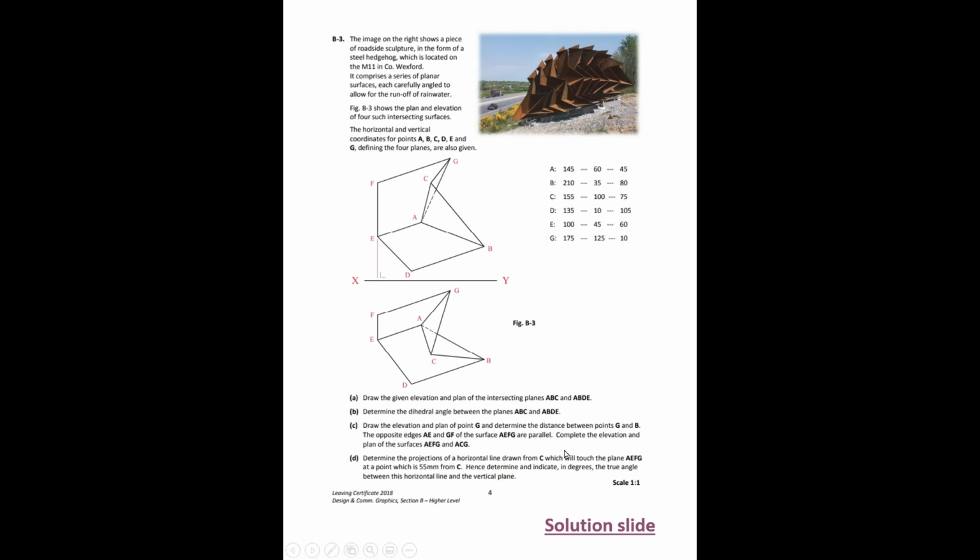So we have AB, half of C done. What else does question C ask us? The opposite edges AE and GF of the surface AEFG are parallel. Okay, good to know. Complete the elevation and plan of the surfaces AEFG and ACG. So we see AEFG here and ACG right there. Completing the entire elevation, we see that AE and GF are parallel. Obviously, if they're parallel in the plan, they're going to be parallel in the elevation also. So back to our solution.